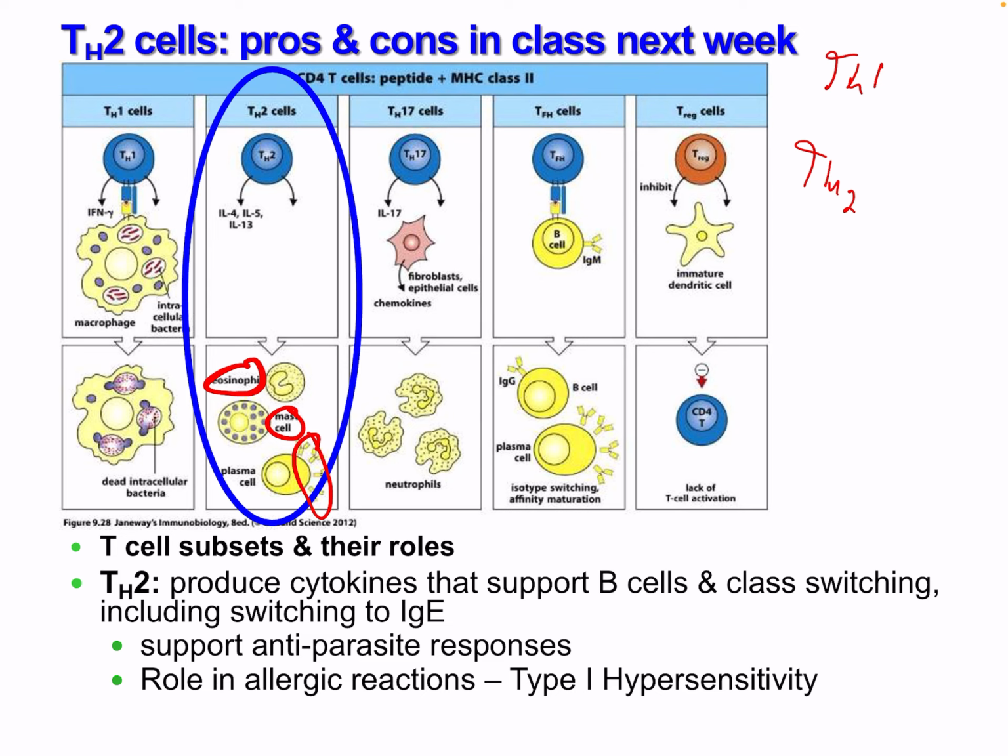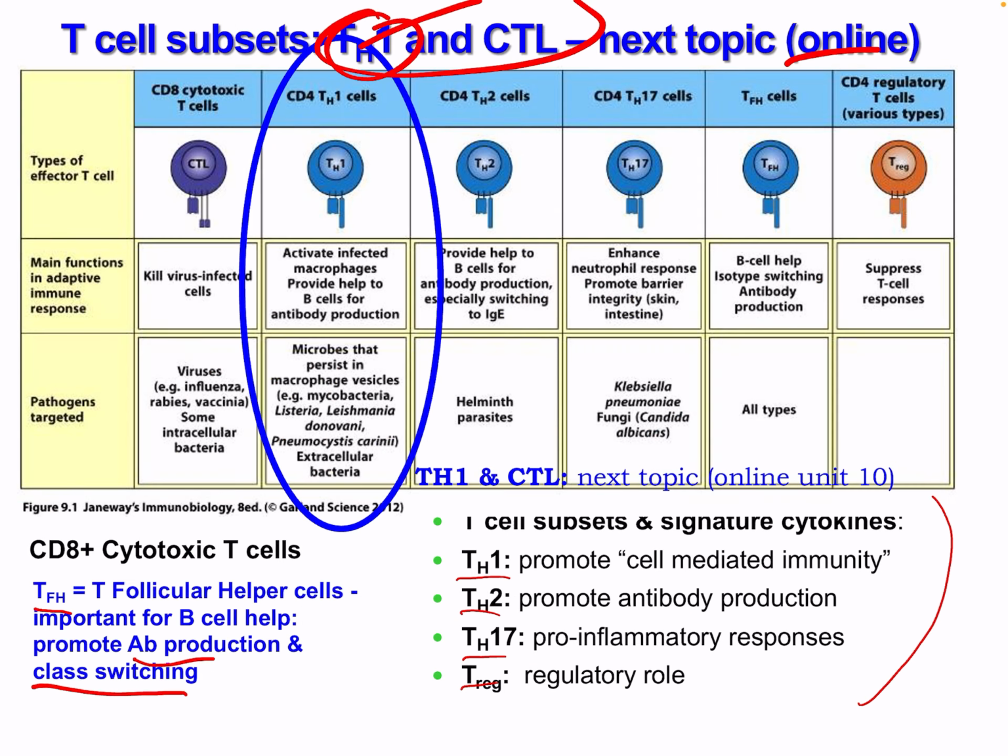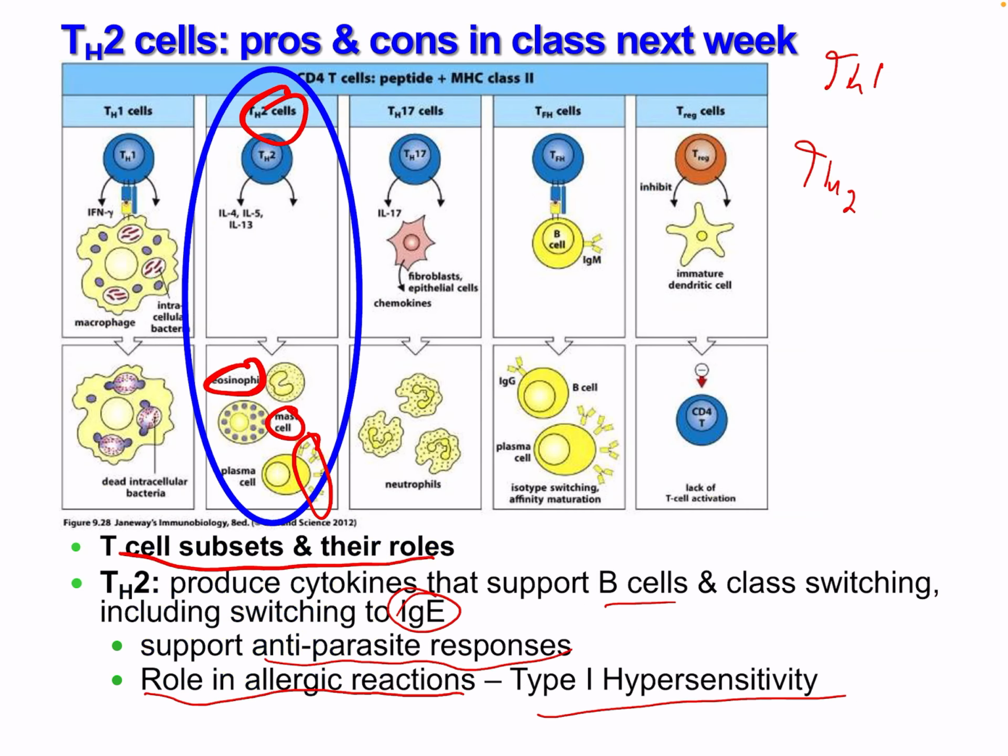So remember, Th cell subsets and the roles. So these Th2 cytokines, which we'll focus on later, produce cytokines that support B cells and class switching to IgE. These support anti-parasitic responses, but again, as I mentioned, have a role in allergic reactions, including type 1 hypersensitivity. Th1 and Th2 are both extremely heavily researched, and we'll take a look at them individually later.